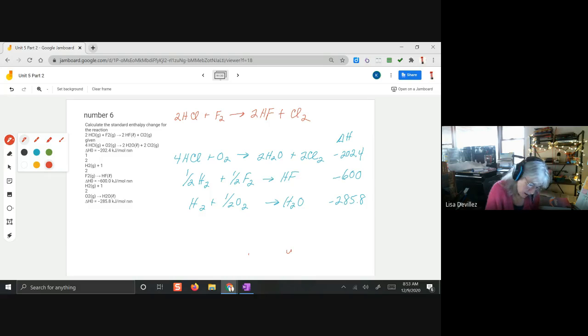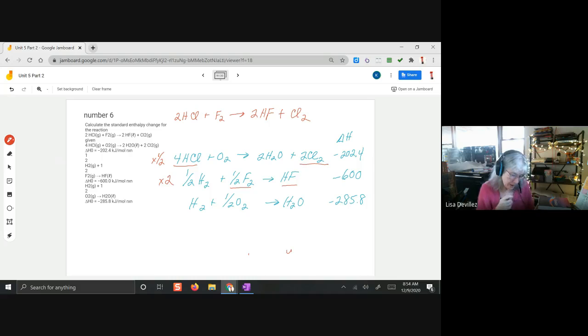All right, so the HCl is on the right, the correct side. So this one I'm going to multiply by 1/2 to get the 2 HCl. The fluorine is on the correct side here, so I'm going to multiply by 2. So that'll give me a 1 on the fluorine, and that'll give me a 2 on the HF. So that'll get those two. Oh, and that first one, the Cl2, we'll get that one as well.